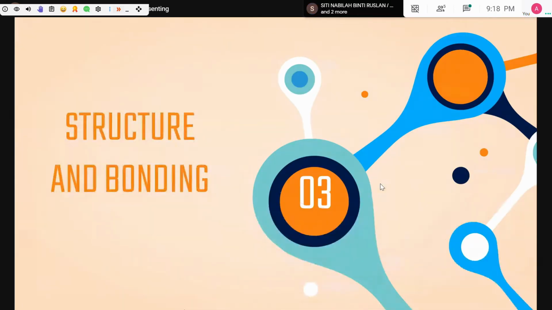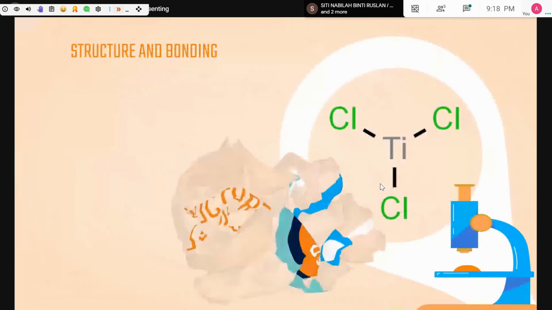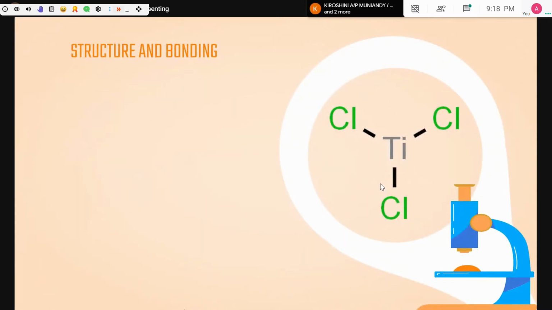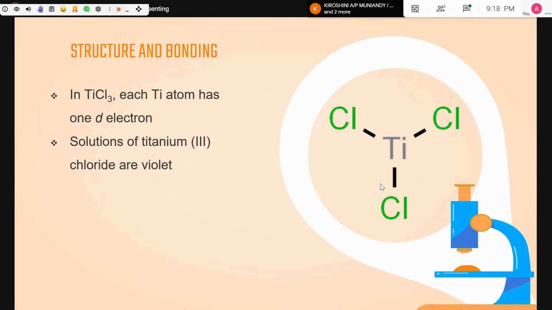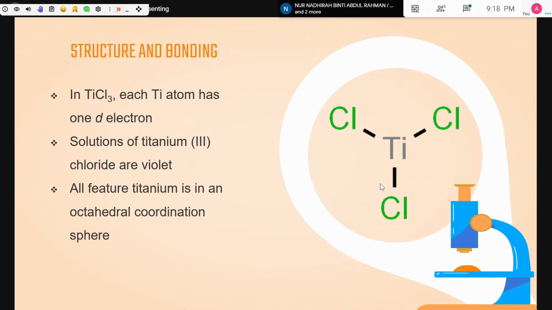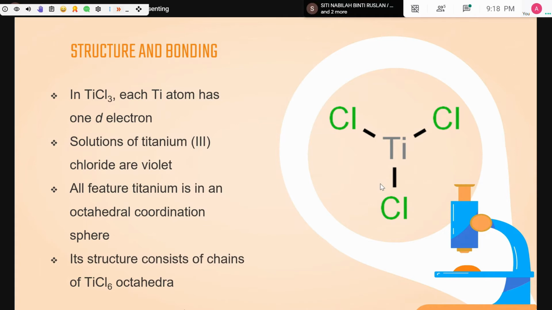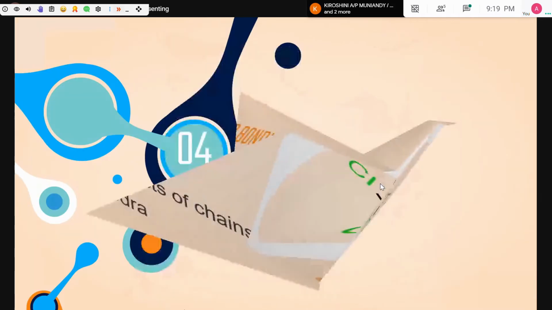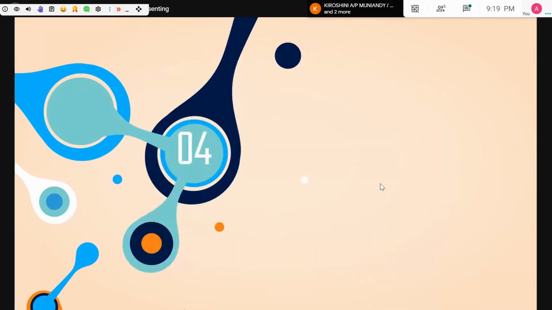So the next one is structure and bonding. As we can see on the right slide, it is a Lewis structure for TiCl3, which has titanium as the central atom. In TiCl3, each titanium atom has 1 d electron. The solutions of titanium trichloride are violet. All feature titanium in an octahedral coordination sphere. Its structure consists of chains of TiCl6 octahedra. So I will pass the next presentation to Kiroshini.